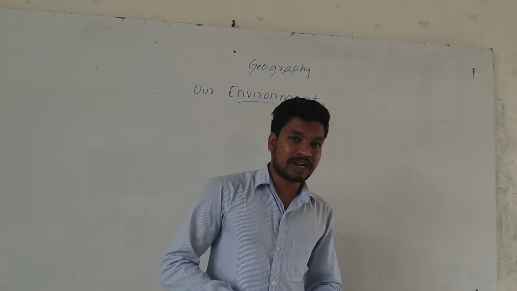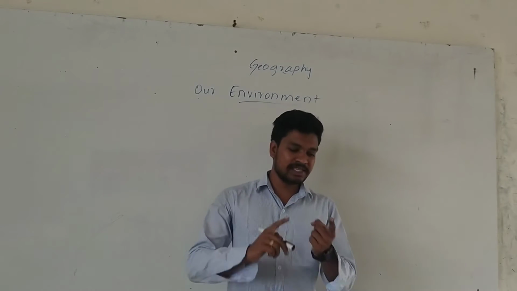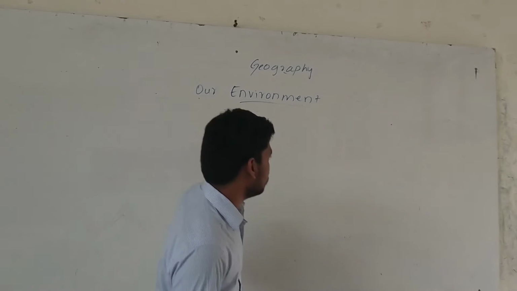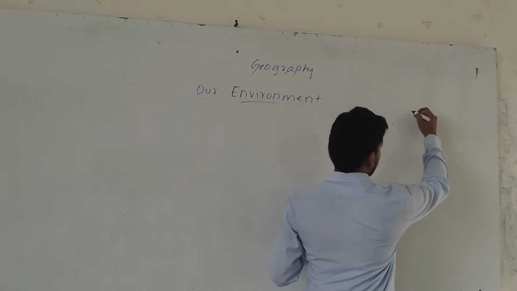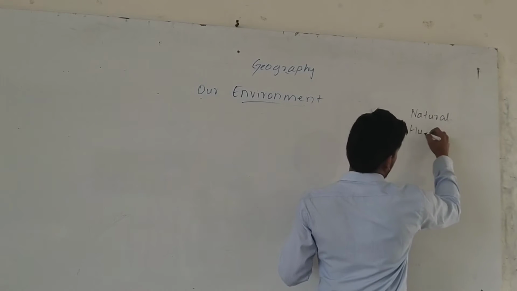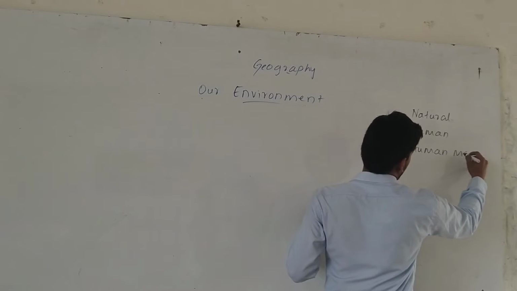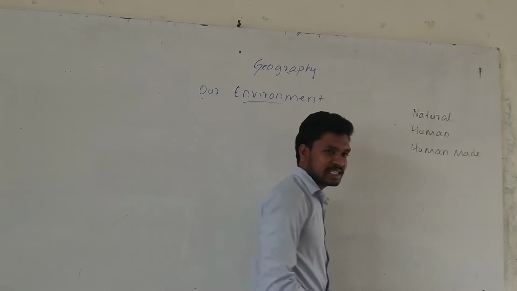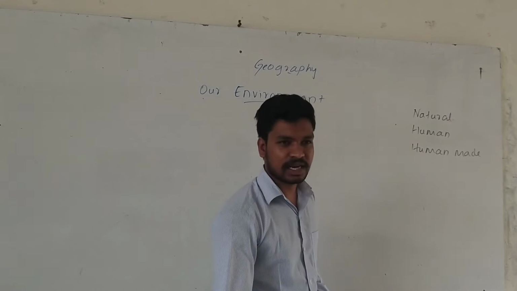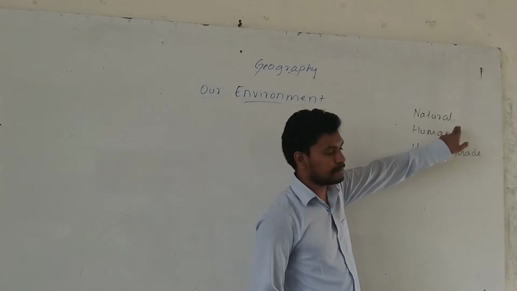Then components. What are the types? Three components we have in environment. One is natural environment. Another is human environment, and the third is human-made environment. We discussed all three concepts. In the last class, we discussed the first concept, natural environment.